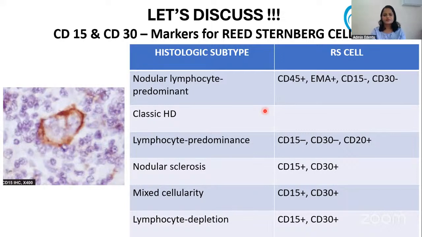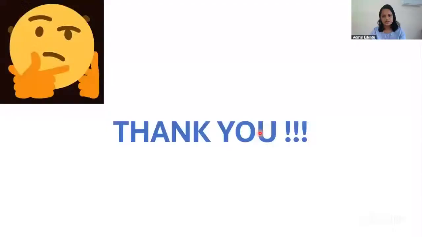Just remember the lymphocyte predominance type also, because it shows negativity for CD15 and CD30. Along with that, the nodular lymphocyte predominant type also shows negativity for CD15 and CD30. All the other ones will be positive for CD15 and CD30. You don't have to study the immunohistochemistry process in detail. Just remember the markers that will be positive for Reed-Sternberg cells, 15 and 30. Easy to remember: 15 multiplied by 2 is 30. 15 and 30 will be positive.